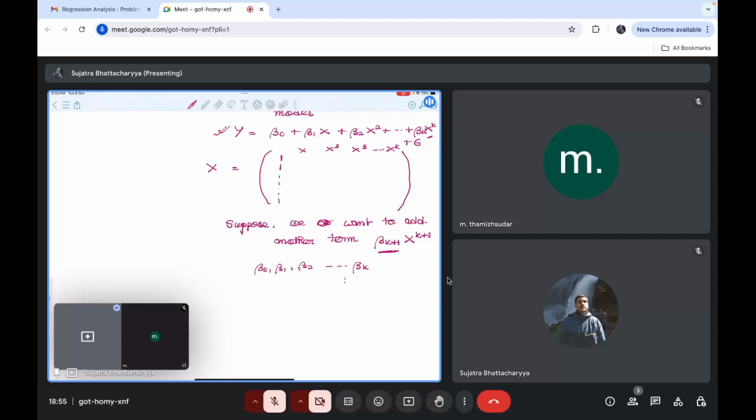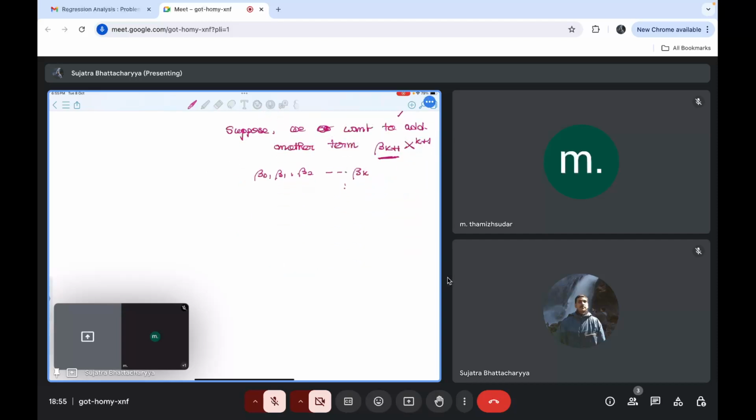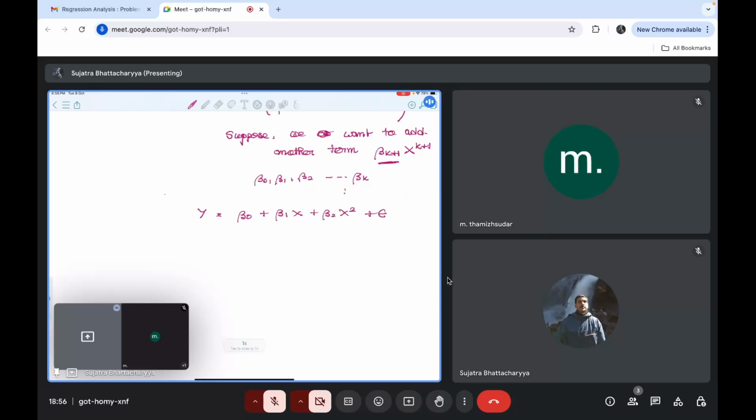So what I try to mean is that suppose the initial model, what was that? Beta naught plus beta 1 x plus beta 2 x squared plus etc. This is one of the models. Suppose this is an example. So you fit this model using a multiple linear regression model and you found beta naught hat, beta 1 hat and beta 2 hat. Great.